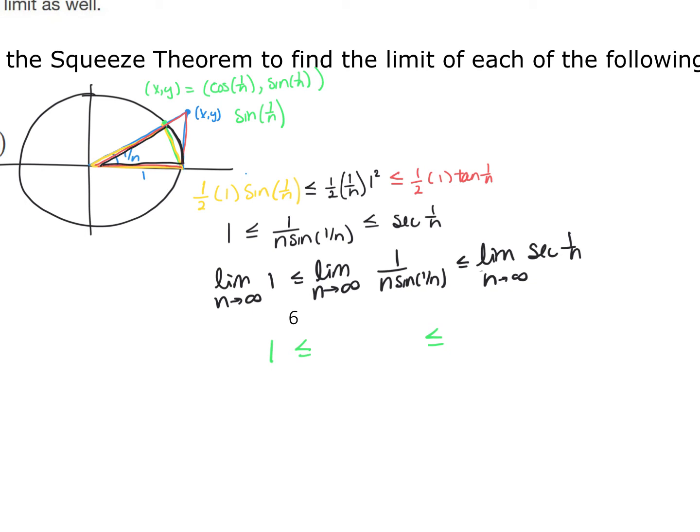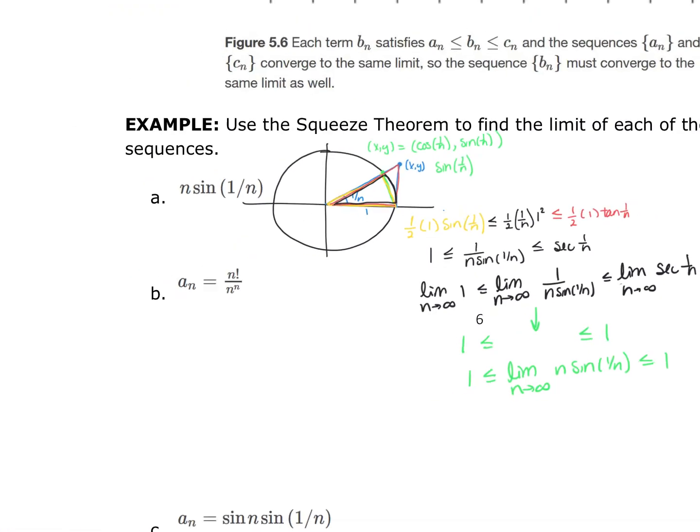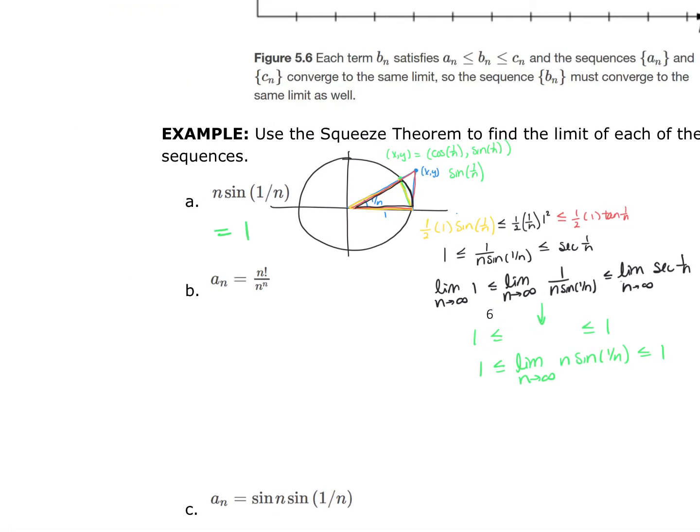As n goes to infinity, that's the secant of 0, which we know is going to be 1. So that means that middle piece has to be 1, which means that I have 1 is less than or equal to the limit as n goes to infinity of n times the sine of 1 over n, because if I take the reciprocal of all of these values, it's going to be less than or equal to 1. So we know this one goes to 1. So the answer is 1.